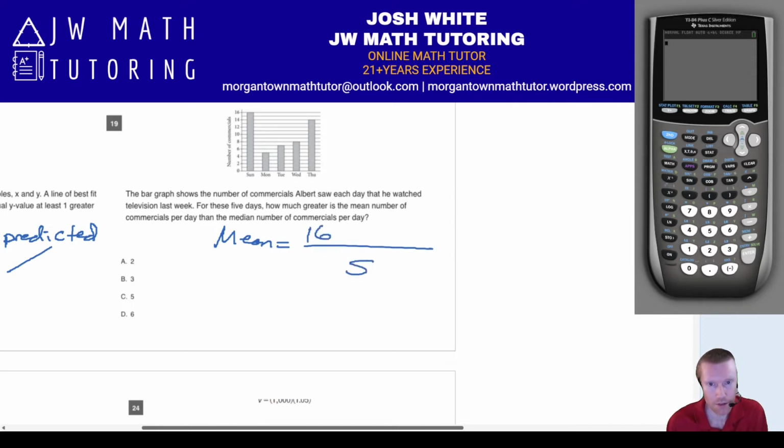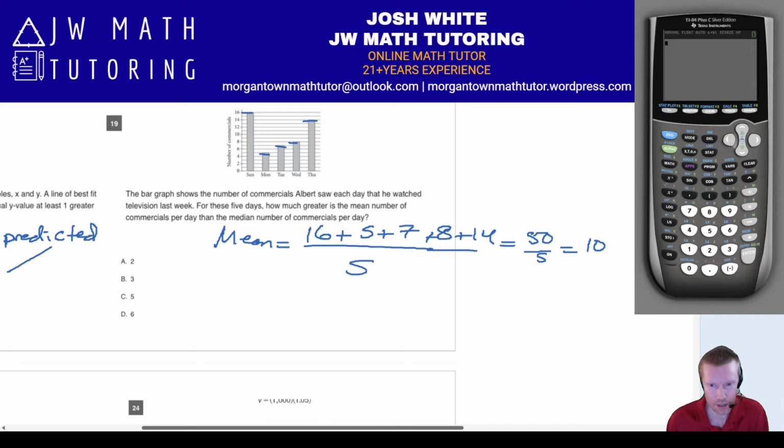So you're just going to add up 16 plus 5 plus 7 plus, let's see, 8, and it looks like the last one is at 14. Okay, and again, the numbers I'm getting are just the numbers for each of the bars here. 16, 5, 7, 8, 14. So you add all those up, they add up to 50. You divide that by 5, and you get 10. So the average or the mean for the number of commercials per day is 10.